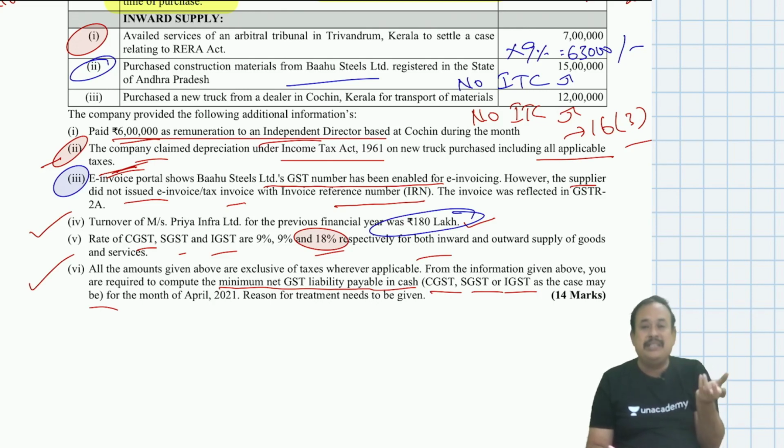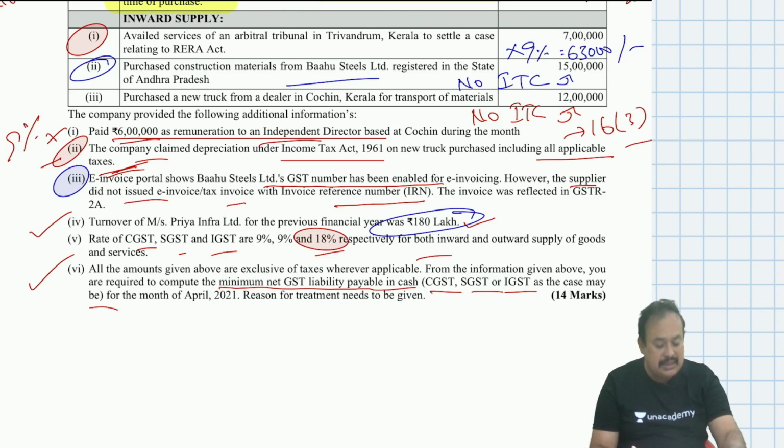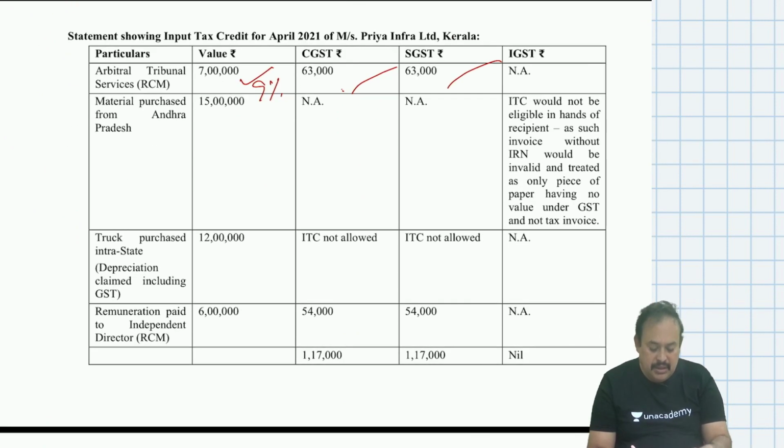If the company is liable to pay GST, can the company avail ITC? Yes, the company is eligible to claim ITC of that amount of GST. So here 6 lakhs on which 9% CGST, 9% SGST. If you refer here, 6 lakh on which CGST, SGST is 54,000 each.